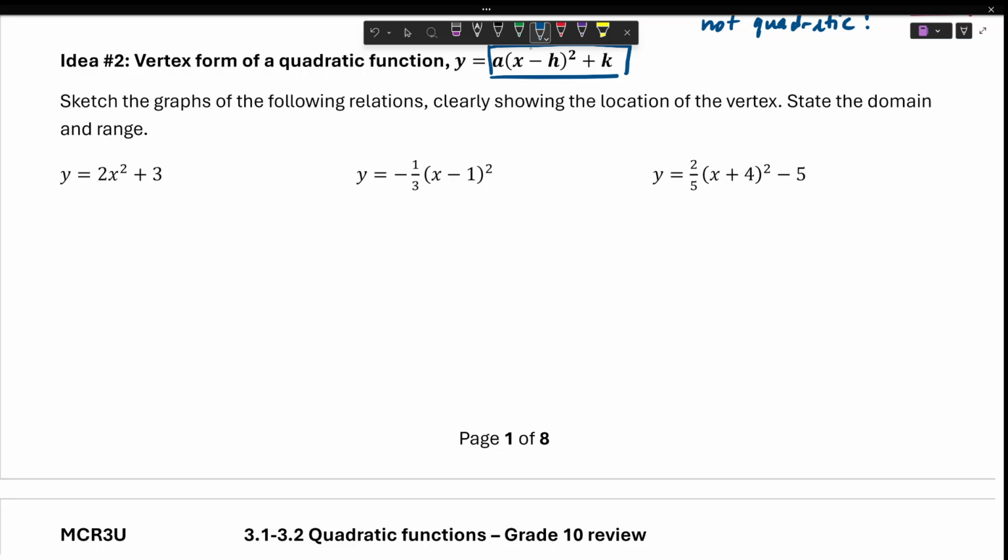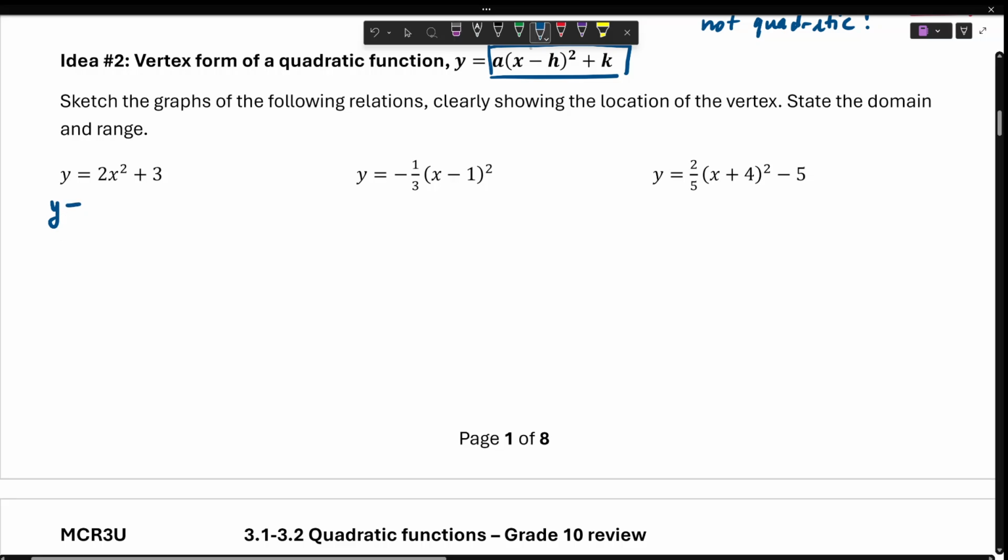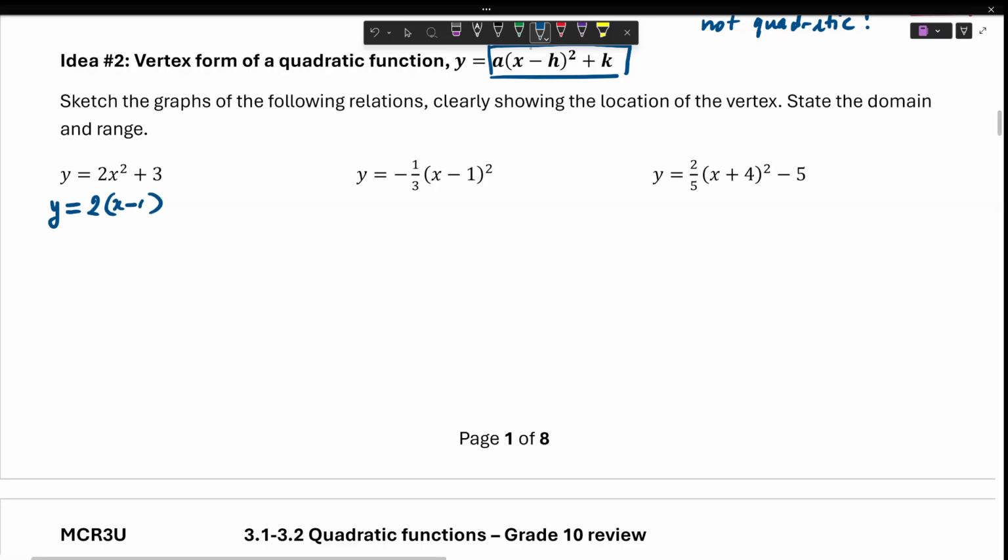So for each of these, we're going to sketch the graphs, clearly showing the location of the vertex. We're also going to state the domain and range. So the first one, if there's nothing inside here, pretend that's like x minus 0. Okay, so that's 2 times x minus 0 squared plus 3. So you can say that a should be 2. That's going to be concave up, happy face parabola. And you know h, k should be 0, 3, so that's your vertex.